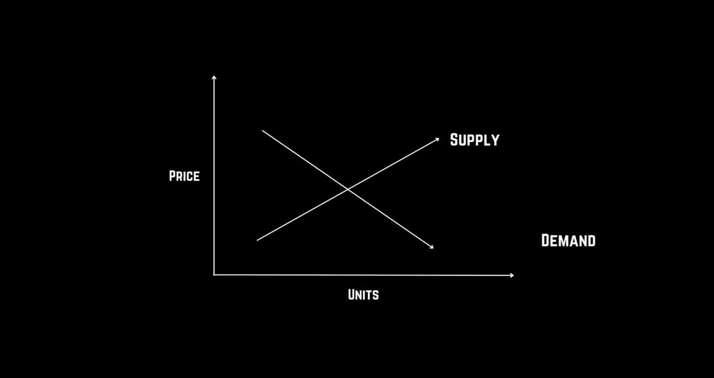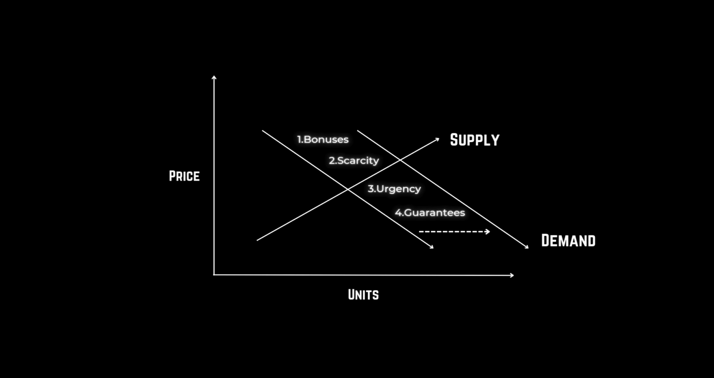The next way to move this point is by shifting the demand. By shifting the demand to the right, or by increasing the demand, you can move this point up. But the main question is, how do you move the demand curve in your favor? There are four factors that affect demand, and they are bonuses, scarcity, urgency, and guarantees. Let's go through each of them in detail so that you get a better understanding of how you can use them to move demand in your favor.